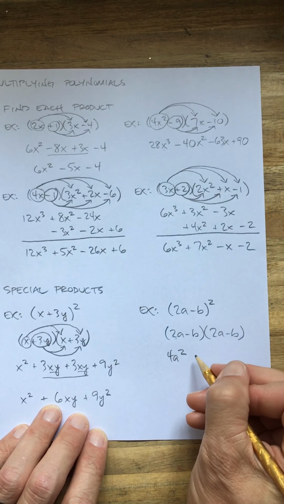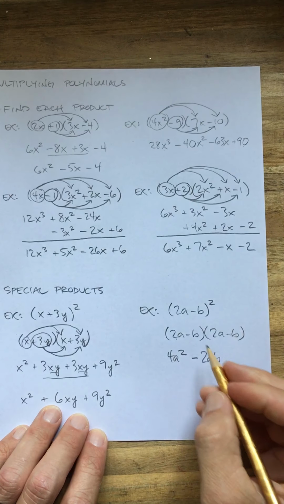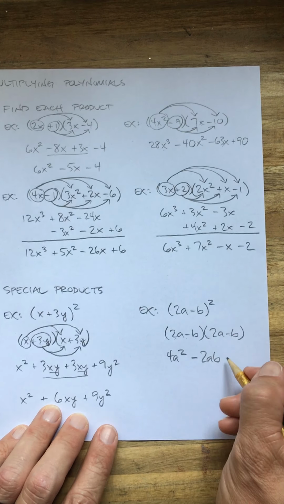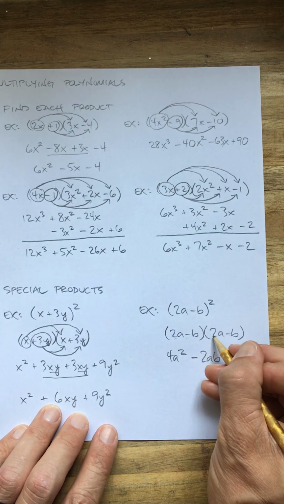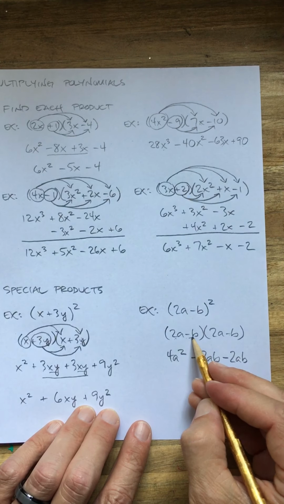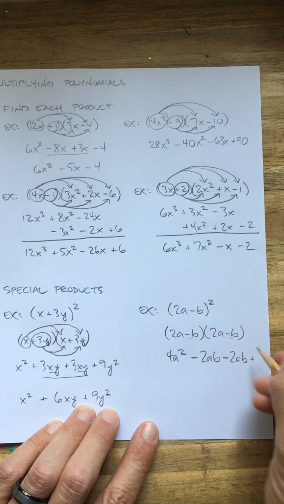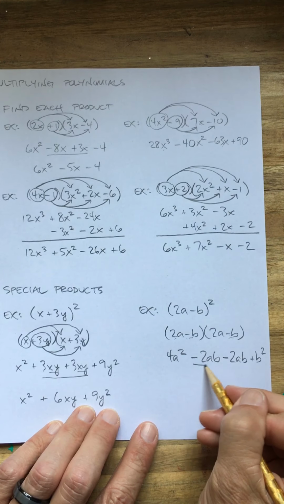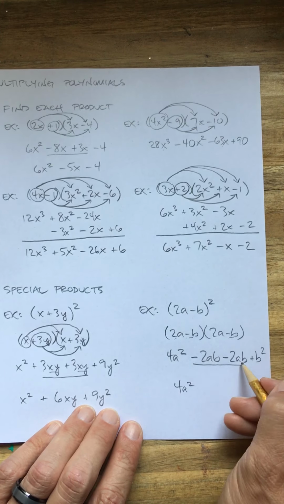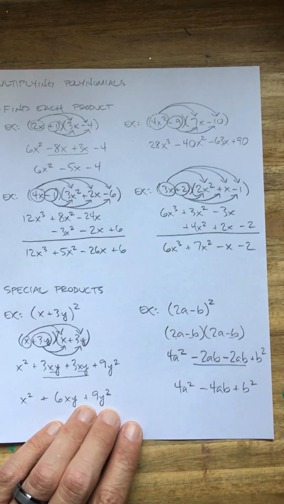2a times negative b is positive times a negative is a negative, so negative 2ab. Okay? Here we have a negative b and times a positive 2a, so negative times a positive is a negative, and it's a b times a 2 times an a, which is still 2 times a times b. Okay? Then negative b times negative b, two negatives. Negative times negative is a positive, so plus b times b is b squared. And here, look, we have these two matching terms, so we get 4a squared. We're missing 2 more, so altogether we're missing 4 of the ab's, and then plus b squared.